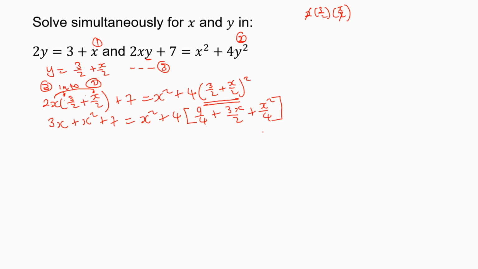Okay, done. So now we need to remove the square bracket. This side is still the same. 3x plus x squared plus 7 is equal to x squared plus 4 times 9 over 4. 4 divided by 4 is 1. We remain with 9. Then 4 times 3x over 2. 2 into 2, 1. 2 into 4, 2. 2 times 3x is 6x. You see that? Okay, and then 4 here and 4, they'll cancel each other out. 4 divided by 4 is 1. We remain with x squared.